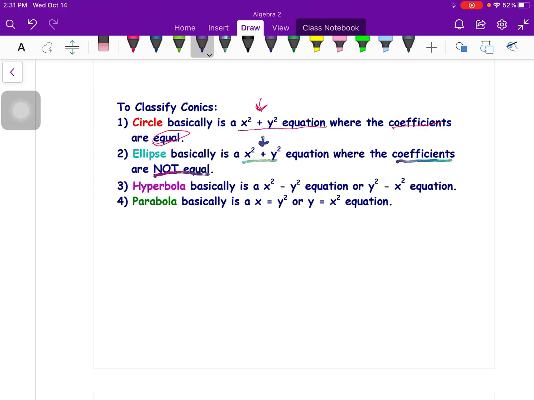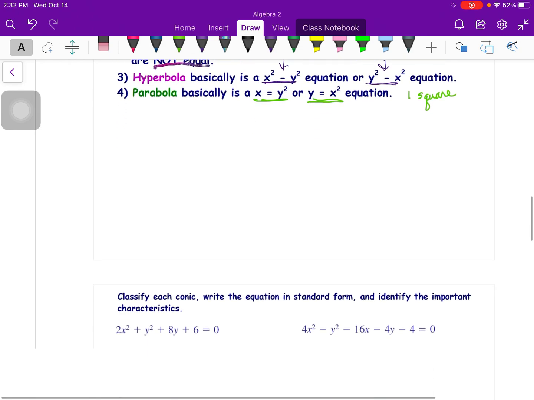With a hyperbola, it is x squared minus y squared, or y squared minus x squared. So when we have the minus, we should have a hyperbola. And for a parabola, it is either x equals y squared or y equals x squared. There's only one square. All the rest of these have two squares. So knowing that, we should be able to recognize whether a conic is a circle, an ellipse, a hyperbola, or a parabola just by what is done to the squares.